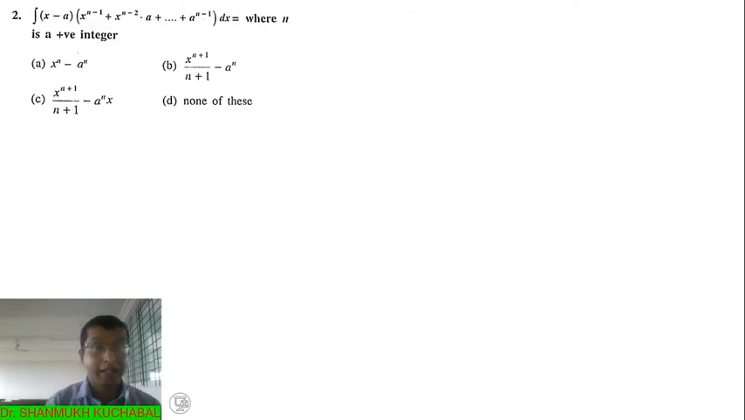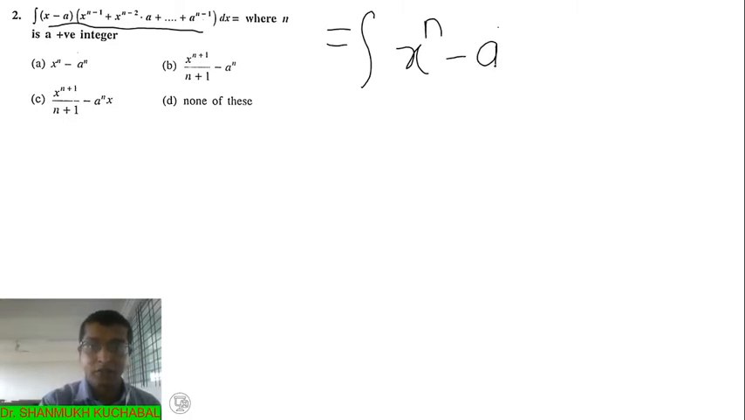So next example, integration of (x minus a) multiplied by (x raised to n minus 1 plus x raised to n minus 2 into a, and so on, up to a raised to n minus 1) into dx, where n is a positive integer. So use the binomial expression. So the numerator, by simplification, we can write as x raised to n minus a raised to n, into dx.